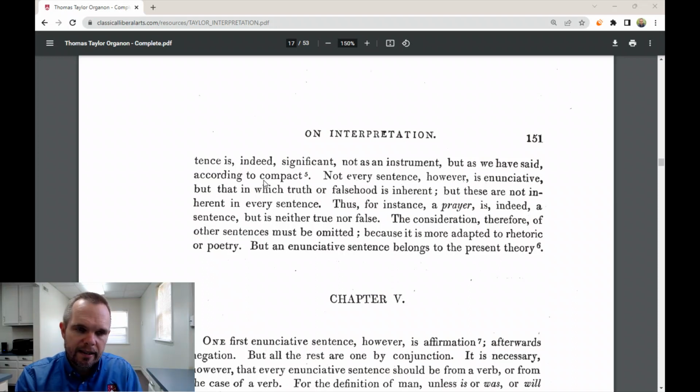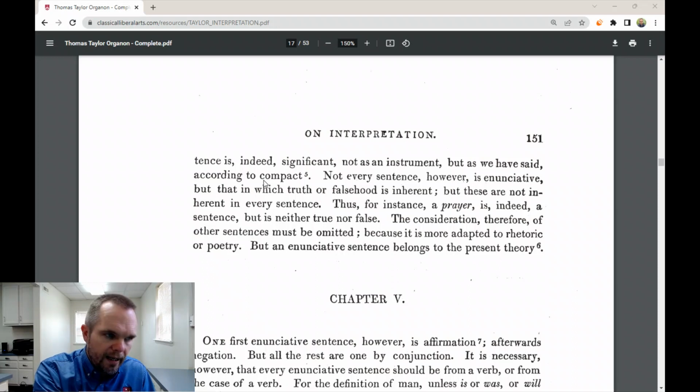But not every kind of sentence is the kind that we're interested in for reasoning. But some of them are, because some of them have truth or falsehood inherent in them. Those are the sentences in reasoning that we're interested in. And he goes on to say, thus, for instance, a prayer is a sentence, but it is neither true nor false. So a prayer would be a kind of sentence, but truth and falsehood is not inherent in a prayer. If I say, Lord, please help me to be holy, that's not true or false. It is a sentence, but it has no truth or falsehood in it.